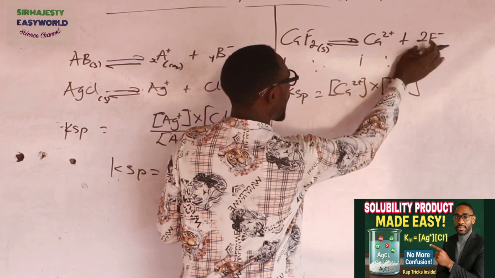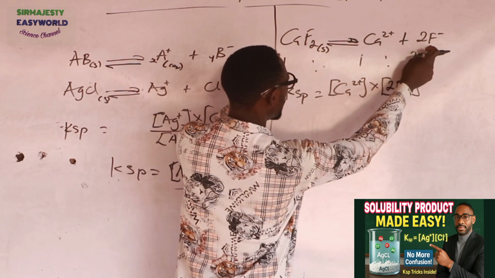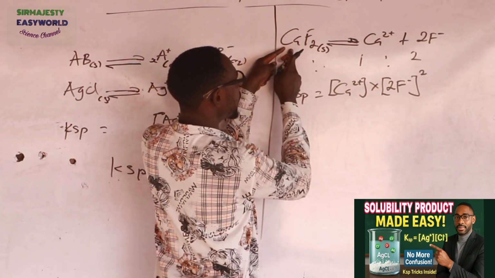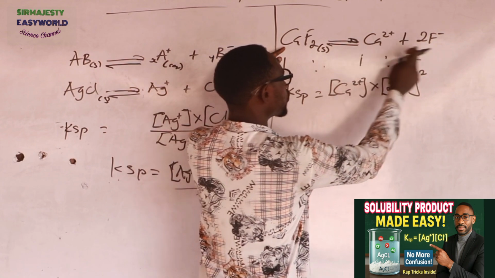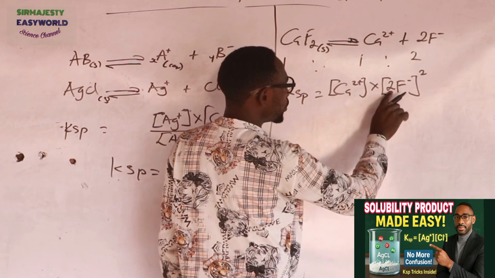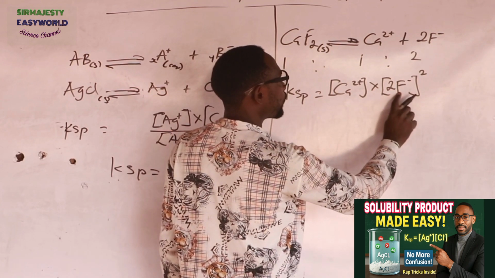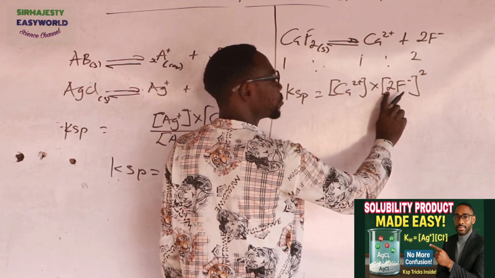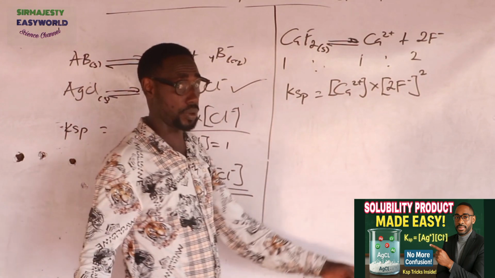Remember this thing, I'm saying multiply because we move from here to here. This implies that 1 mole of CaF2 will give us 1 mole of calcium ion and 2 moles of fluoride ion. And the coefficient is 2. So this 2 here is telling you to multiply the concentration of this by 2 and raise it to the power of 2. This is all we know about deriving the equilibrium constant.